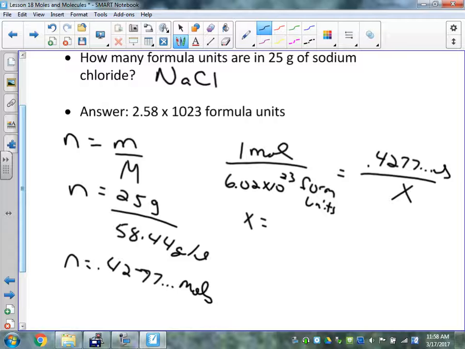0.4277, 25. That's what we should have. Are you sure? Maybe just double check you got the same molar mass? Maybe you just wrote it down wrong.